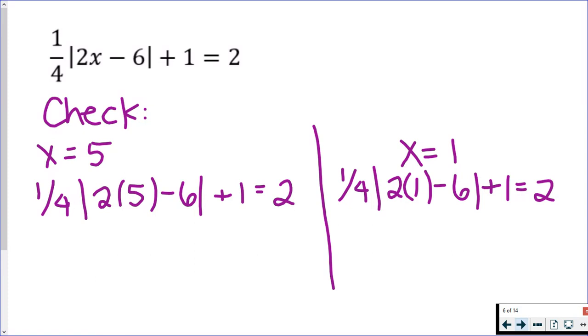So here I will show you how you check your work, which is just like how you would check your work in any other equation. You plug in your answer and see if the left-hand side equals the right. So when plugging in x equals 5, you're replacing x with 5 and simplifying. Now remember, PEMDAS starts with parentheses. You can think of the absolute value just like parentheses. So I'm going to start inside with 2 times 5 minus 6.